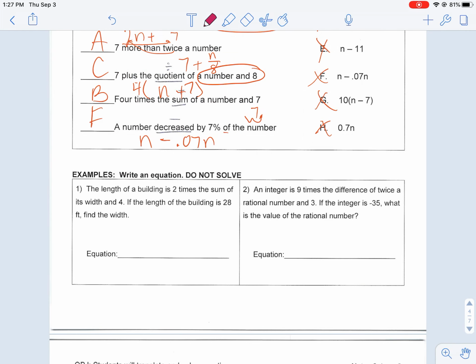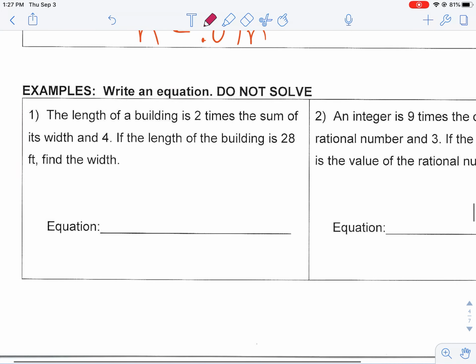So the next 2 examples, they are asking us to write but not solve. So we're just writing the equations. So the first thing I'm going to do is take it one sentence at a time because a lot of us don't like word problems, so let's break it down and make it easier. The length of a building is 2 times the sum of the width and 4. So I'm going to put all of that into one equation.